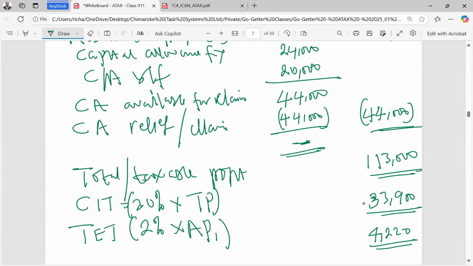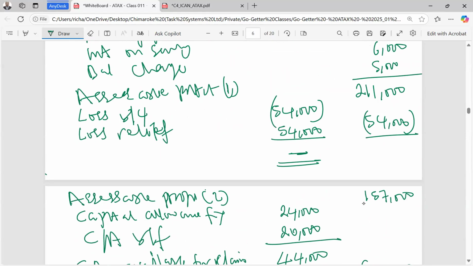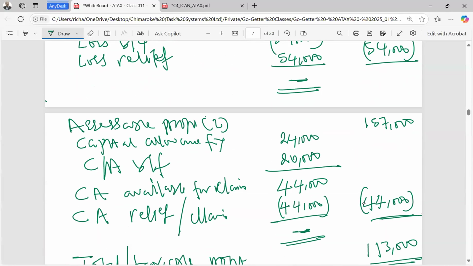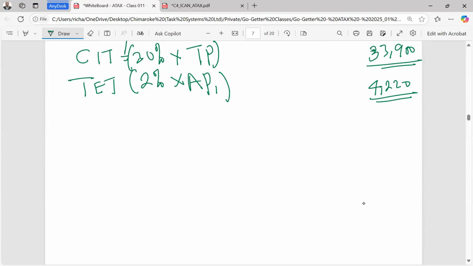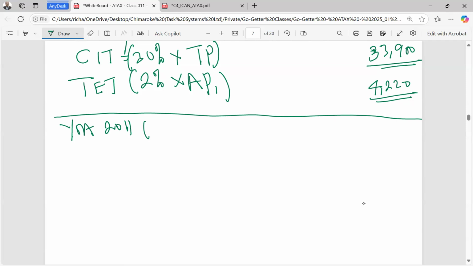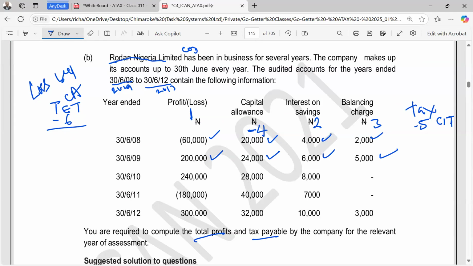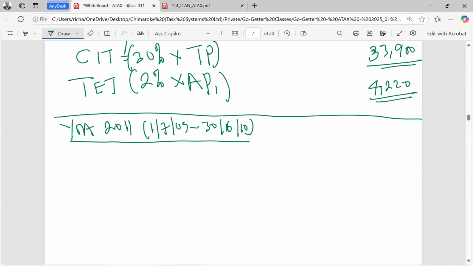So what have we done? We've done for what year? We've done for 2010. We're now going to do for 2011. Year of assessment 2011 is going to be from July 1, 2009 to June 30, 2010. All right, June 30, 2010. So we are going to be taking the profit. The profit is 240.